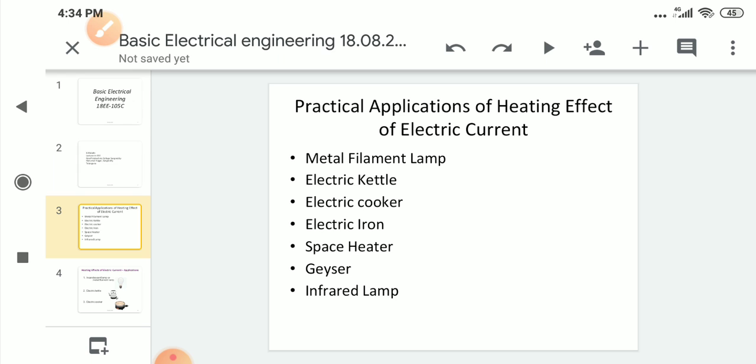These are the practical applications of the heating effect of electric currents used in our daily life. In this, we have completed the metal filament lamp, kettle, iron and infrared lamp.